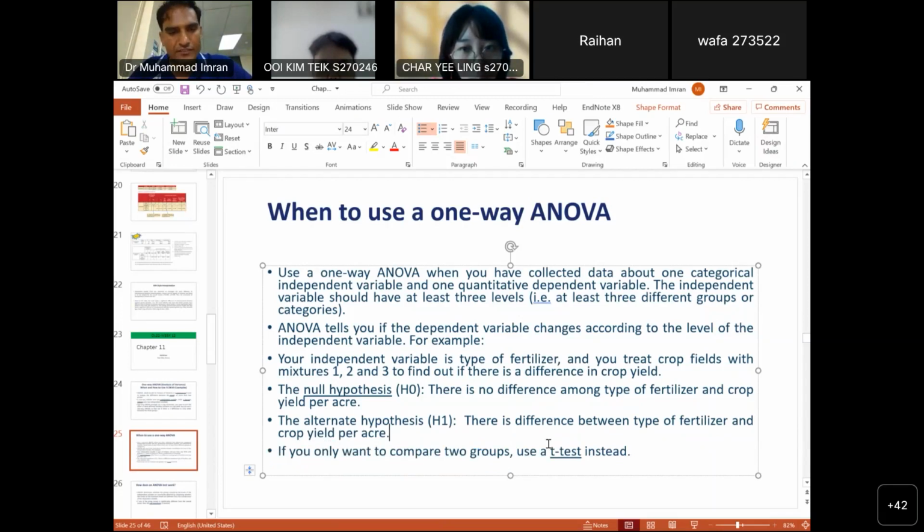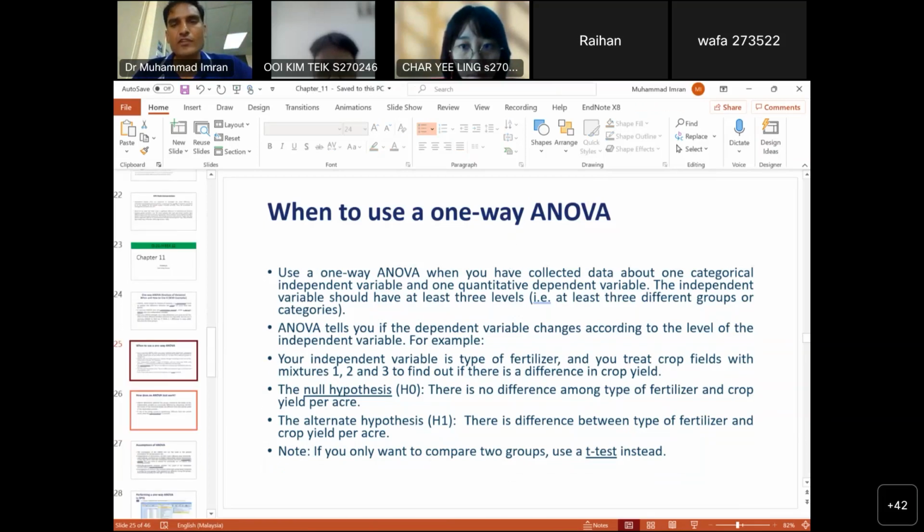This is for your information only, note. If you have only 2 groups, then you can use only a t-test. This is more than 2 groups, so we have to use, since we are comparing the means, the one-way ANOVA. Let's calculate it on SPSS now.